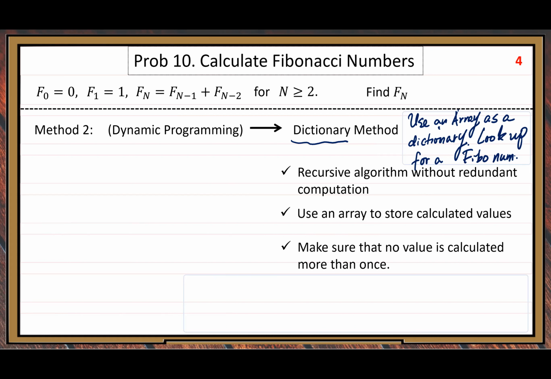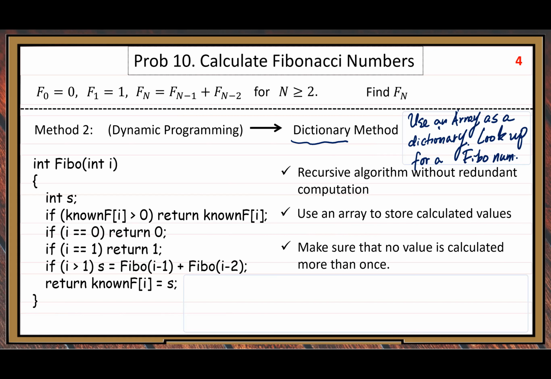So the property: a recursive algorithm without redundant computation. When we use the dynamic programming technique, we use the recursive algorithm, but with the dictionary method, we can avoid redundant computation. Use an array to store calculated values. That's the dictionary that we're talking about. Make sure that no value is calculated more than once, because we need to check if a requested value is already calculated in our dictionary. So that's the basic idea.